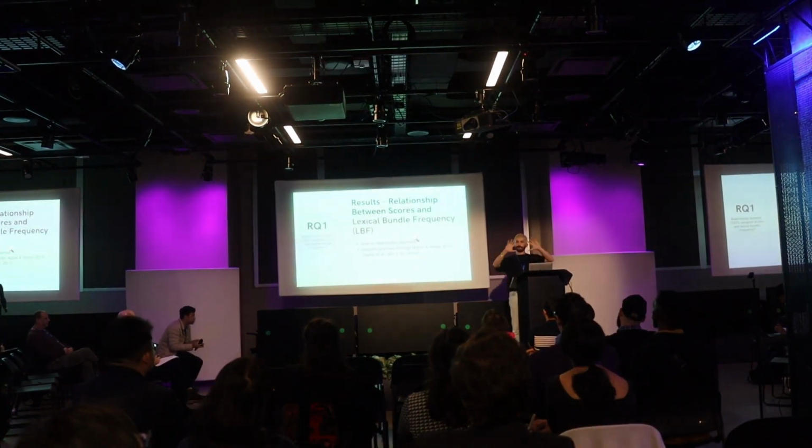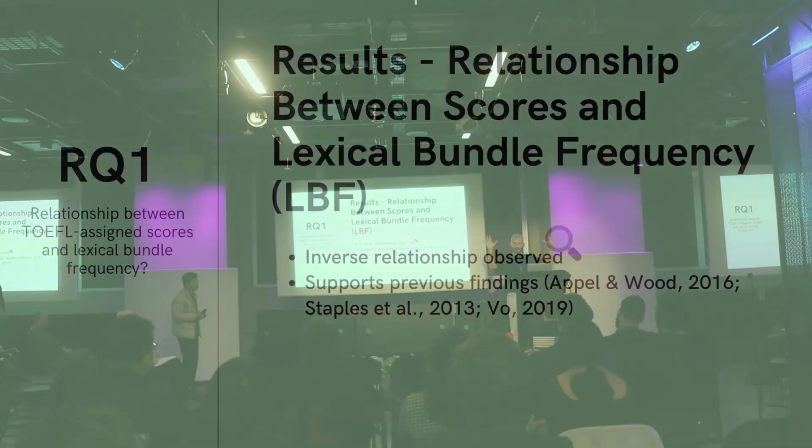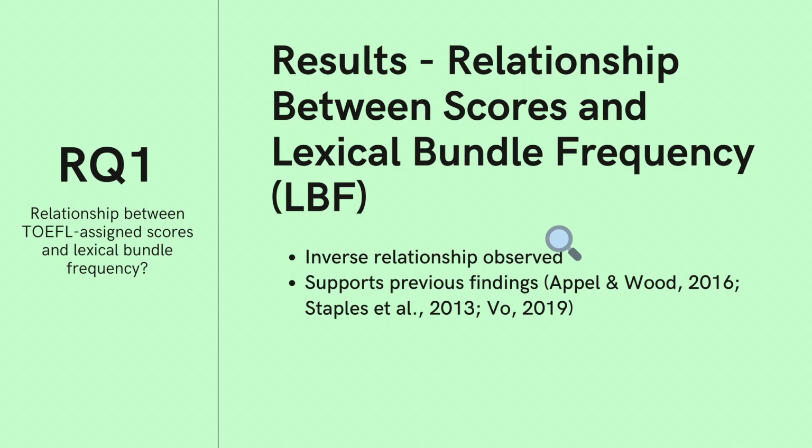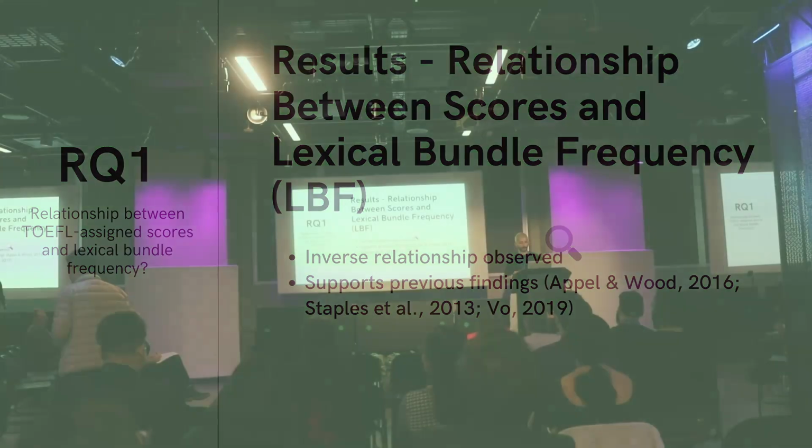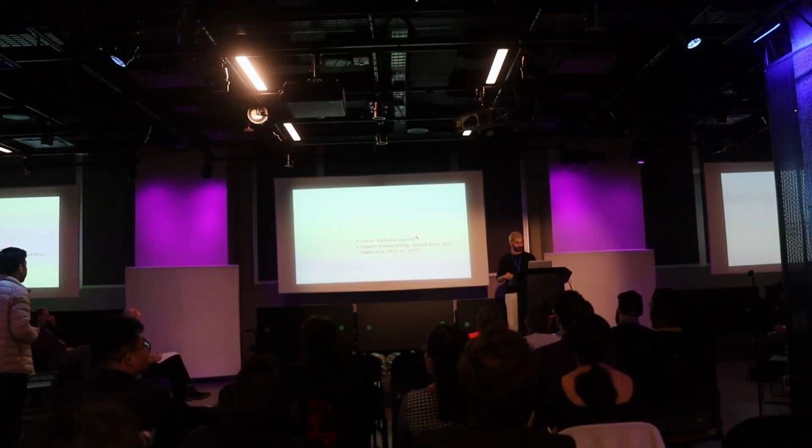So, this is how I arrived at where I am right now. My first research question was, what kind of relation is there between TOEFL assigned scores and lexical bundle frequency? Like the research said, an inverse relationship was observed, again. So this means the more lexical bundles are used by a test taker, the lower the score. And then these findings support previous findings, like I said.